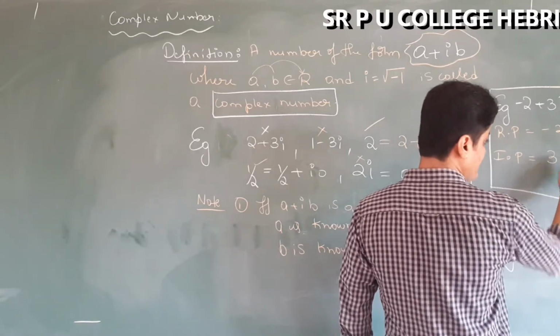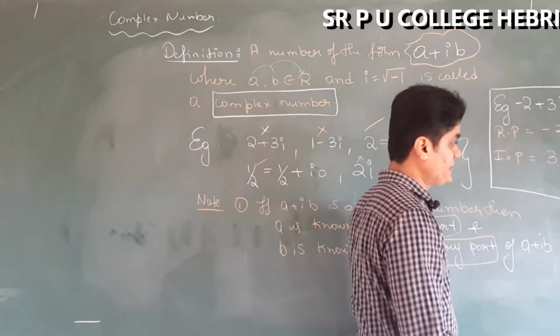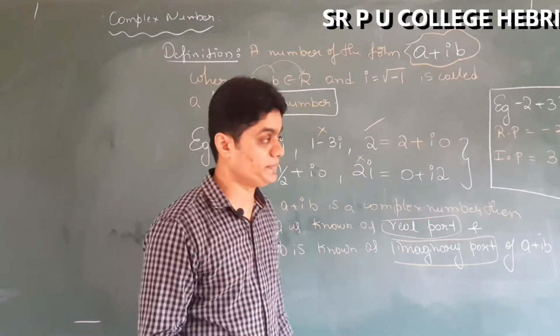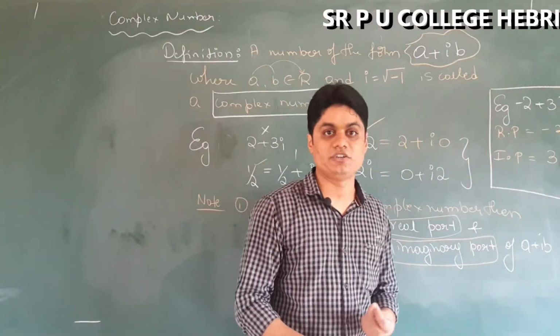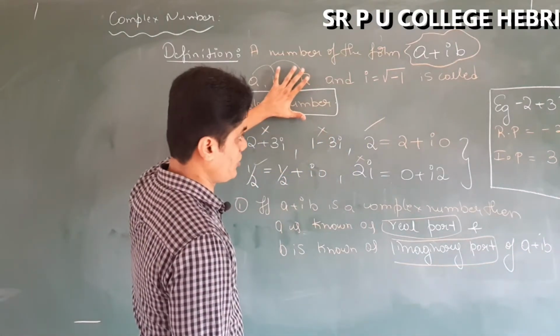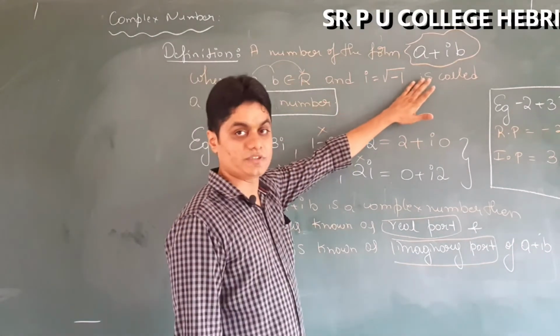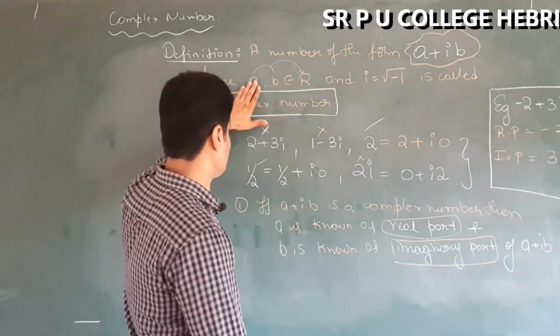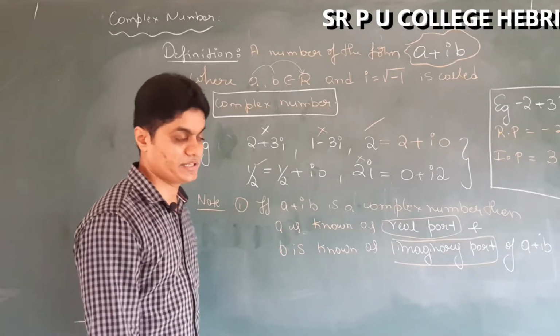You are not writing 3i, just 3. The coefficient of i is known as the imaginary part, and the other term is known as the real part. So remember, a plus ib is known as a complex number, where i is equal to root of minus 1. Both a and b are real numbers. In that, a is known as the real part, b is known as the imaginary part.